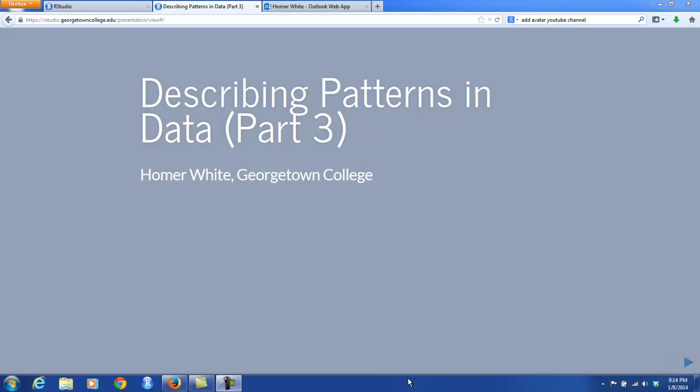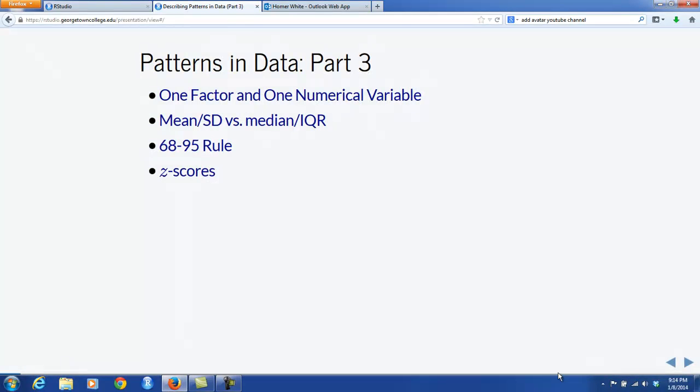Hello again. We're back for part 3 in chapter 2 of the book, Describing Patterns in Data. This time we're going to be looking at one factor and one numerical variable, the relationship between two variables of those sorts. We'll also look at conditions under which it might be better to use the median and the interquartile range as measures of center and spread, respectively, rather than the usually more popular mean and standard deviation.